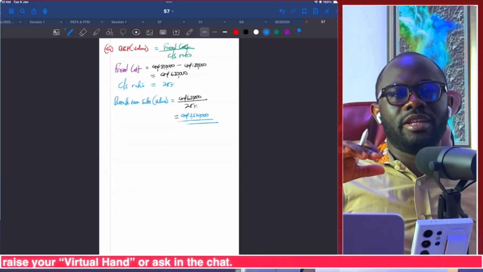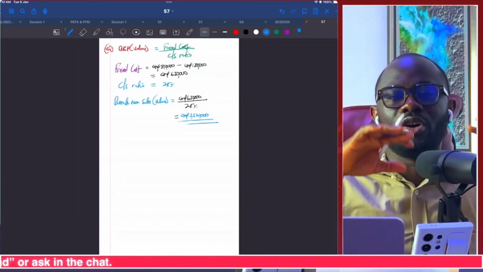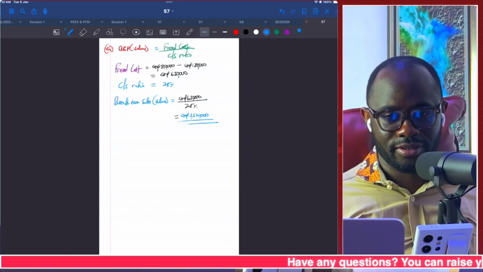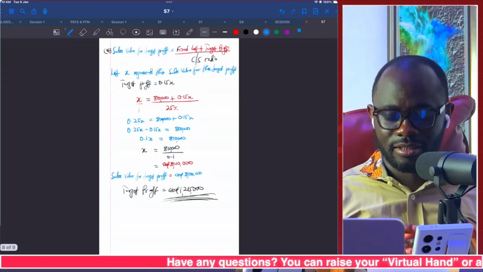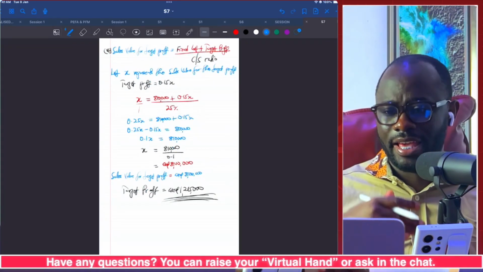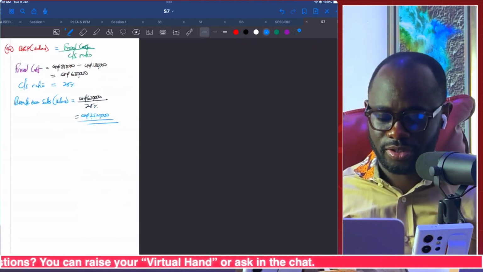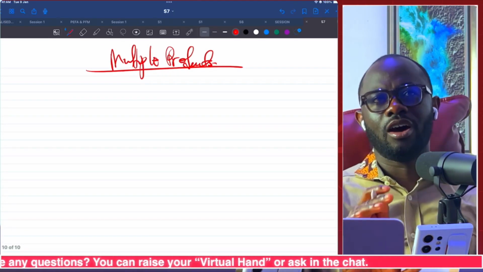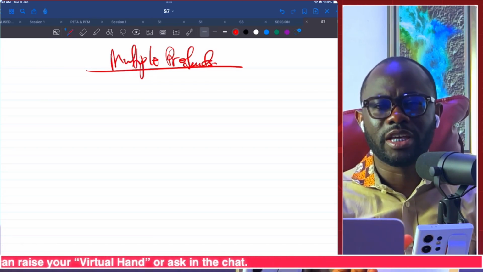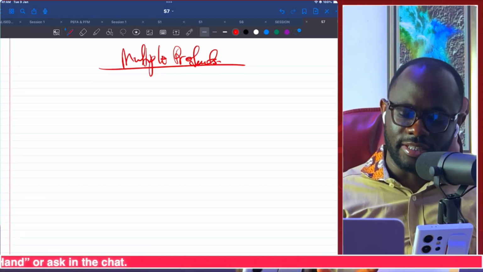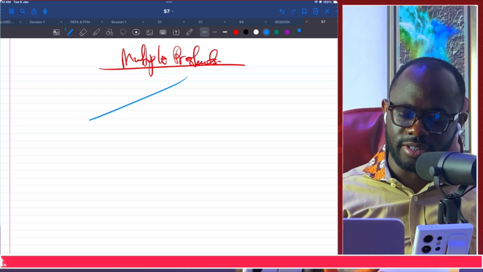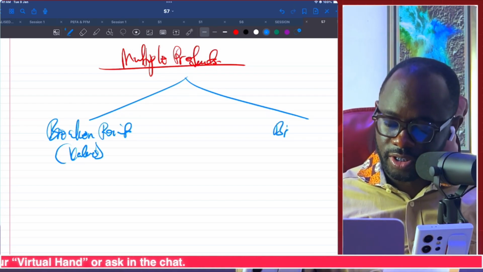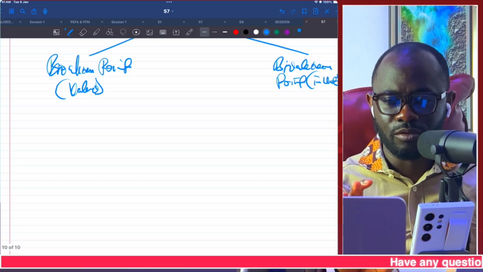What if the company is selling more than one product? How do we go about it? So let's look at the same idea in a multiple product environment. Now, the only thing we have to be concerned about here is the calculation of the break-even point in value and then the break-even point in unit. So we're going to take it one after the other.